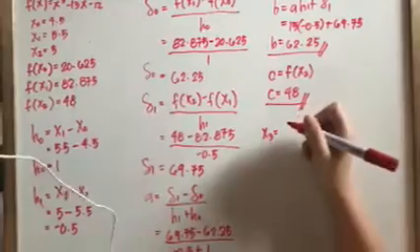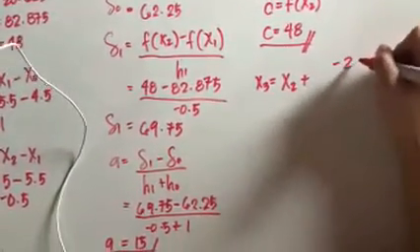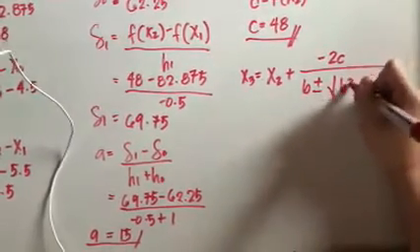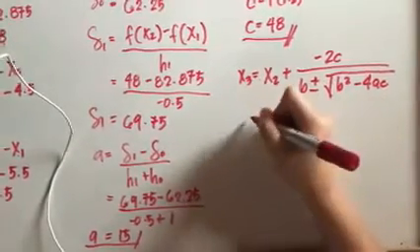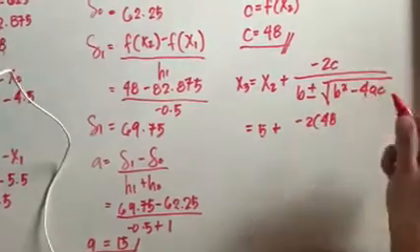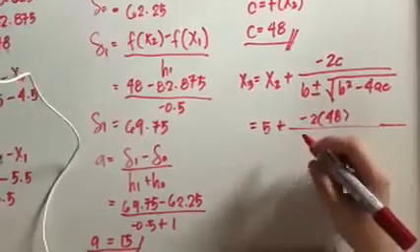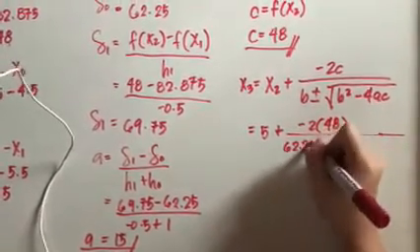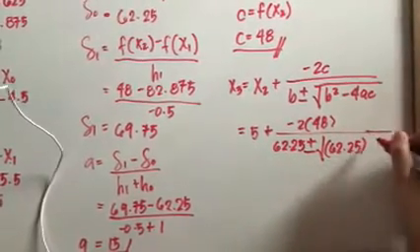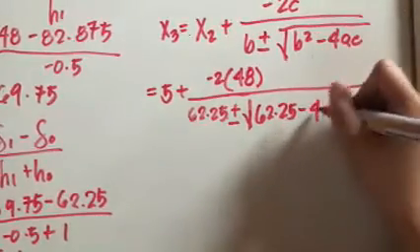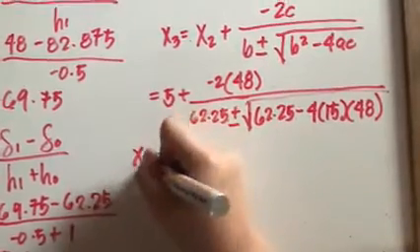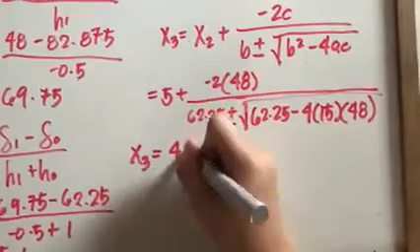For x sub 3, we use the formula x sub 2 plus negative 2c all over b plus or minus square root of b squared minus 4ac. It will give us 5 plus negative 248 all over 62.25 plus or minus square root of 62.25 squared minus 4 times 15 times 48. That will give us 4.335.